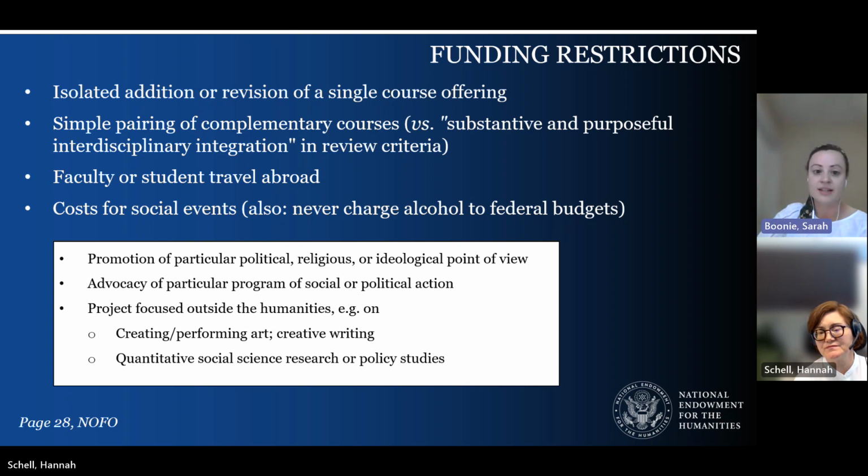And a reminder about funding restrictions. You can find a more complete list of funding restrictions on page 28 of the NOFO, but I want to caution you against some of the most common pitfalls that we see. The Humanities Connections program cannot fund the isolated addition or revision of a single course offering, the simple pairing of complementary courses versus substantive and purposeful interdisciplinary integration in the review criteria, faculty or student travel abroad, costs for social events. Also, never charge alcohol to federal budgets. That's always prohibited. And finally, all NEH projects cannot fund the promotion of a particular political, religious, or ideological point of view, advocacy of a particular program of social or political action, projects focused outside the humanities, including creative writing, creating and performing art, quantitative social science research, or policy studies.